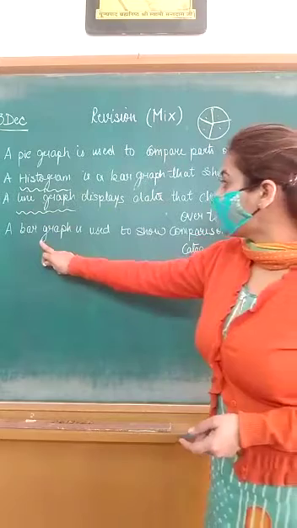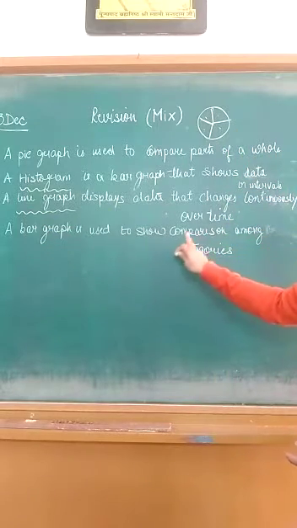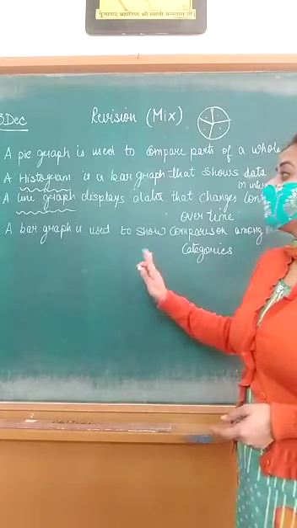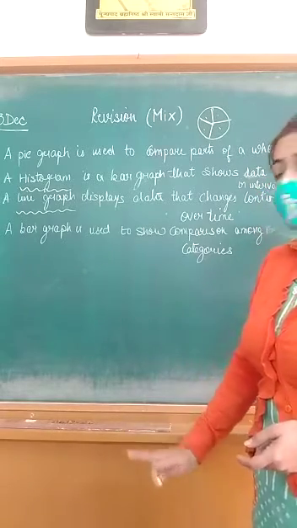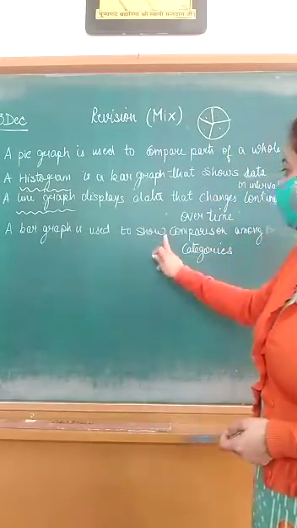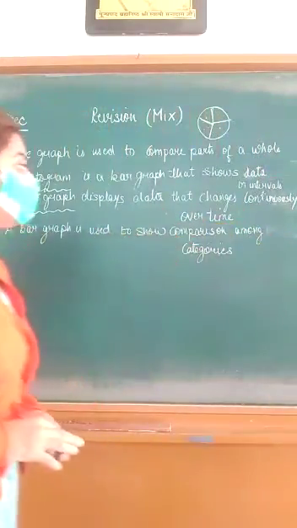Next is your bar graph. A bar graph is used to show the comparison among the categories. Means different categories are given to you. These different categories don't have any relation with one another. So different bars are drawn to show the comparison between the different categories.